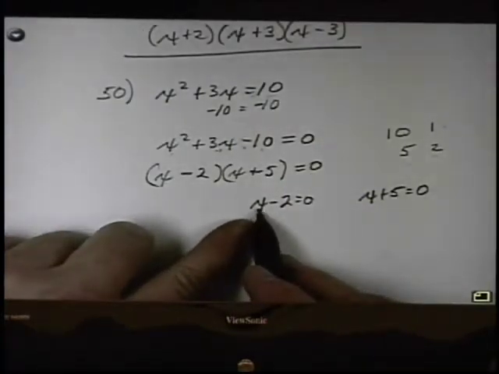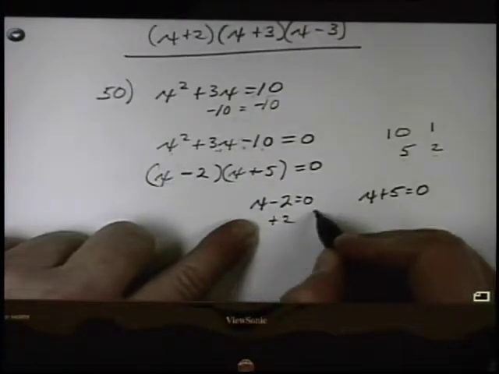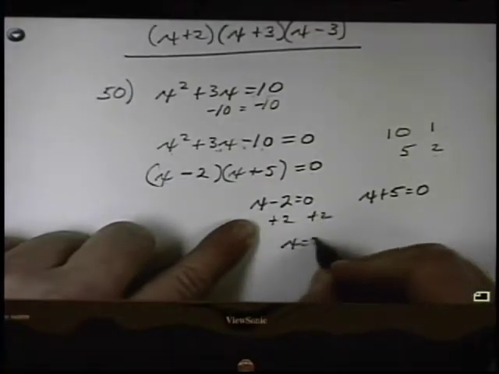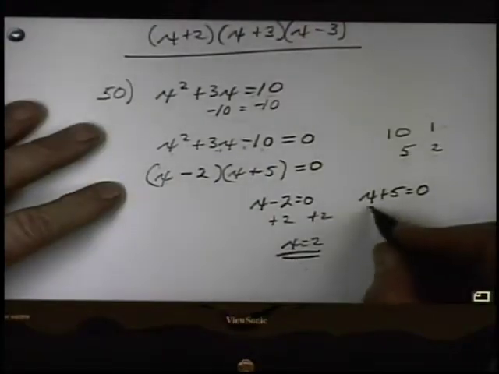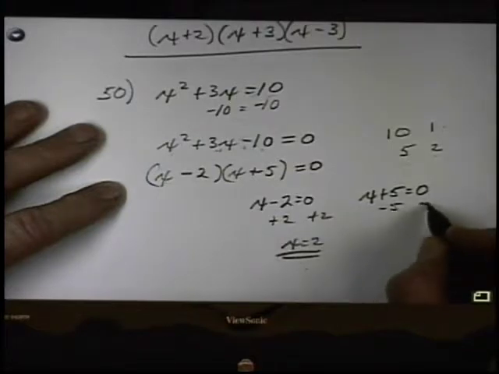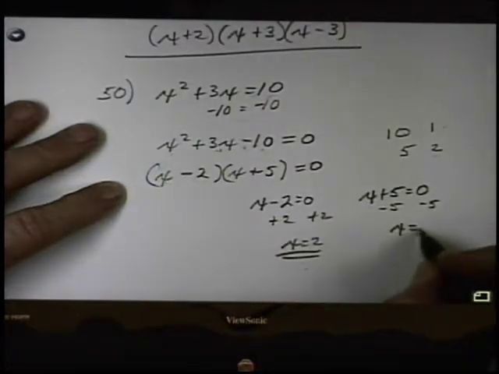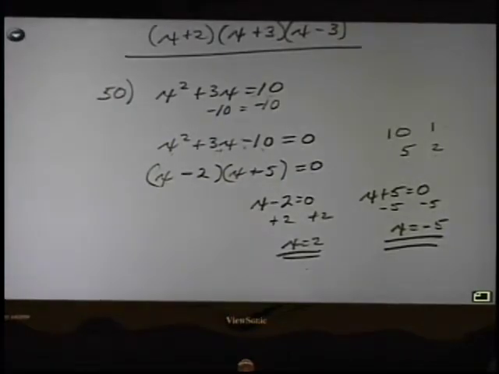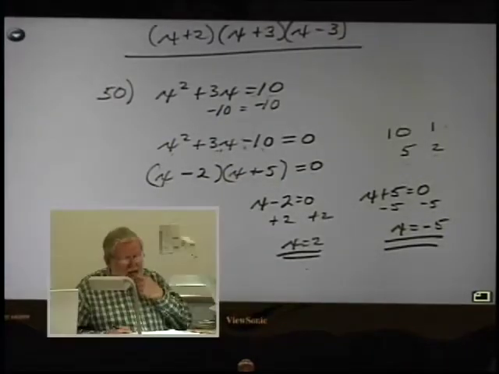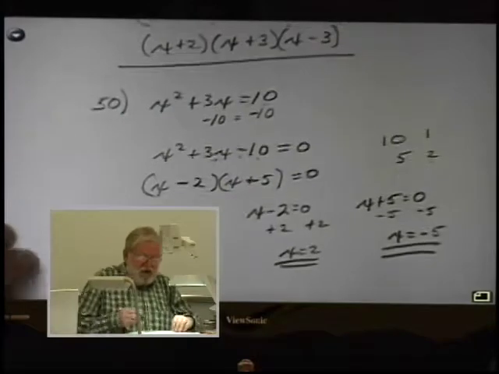To get x by itself, we'll add 2 here and add 2 here, and so x equals 2. That's one answer. Here, we want the x by itself, so we'll subtract 5 and we'll subtract 5, so x equals minus 5 is our other answer. So there's two answers. We can check it very quickly.